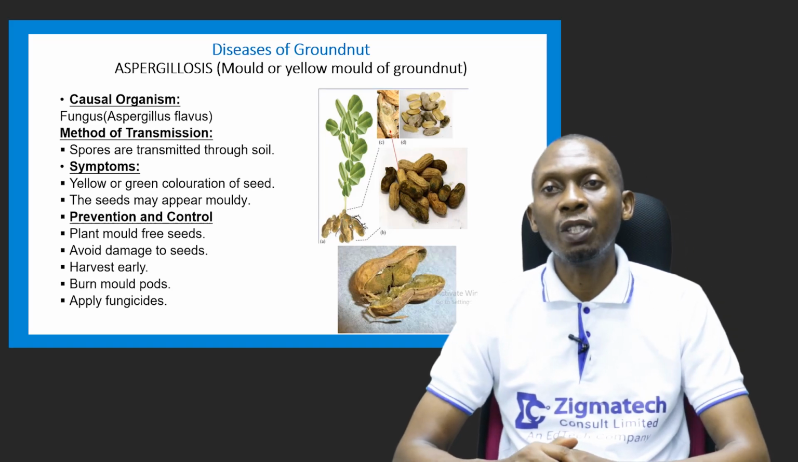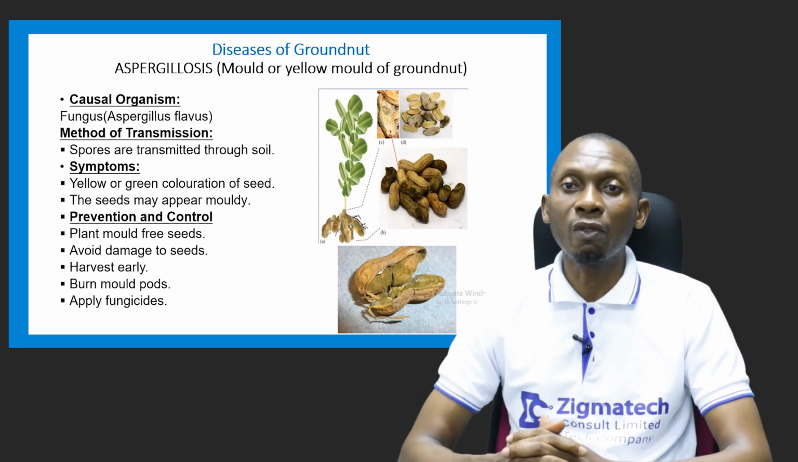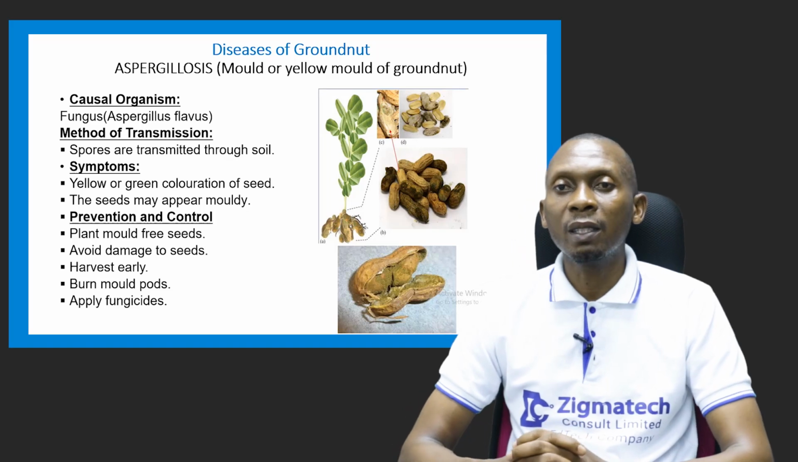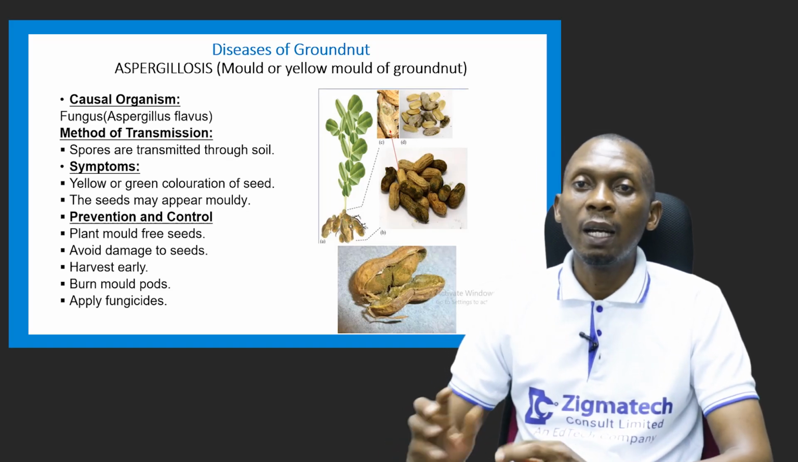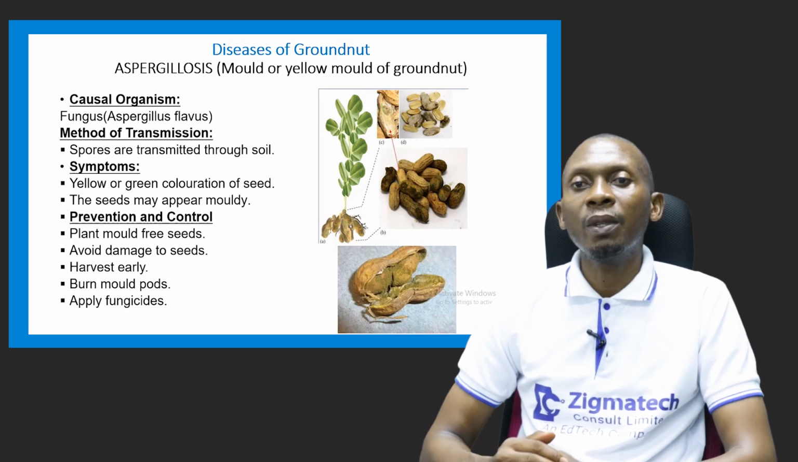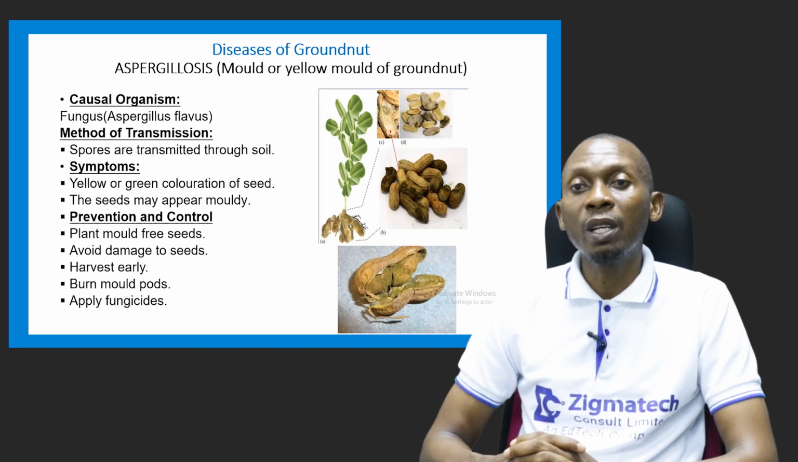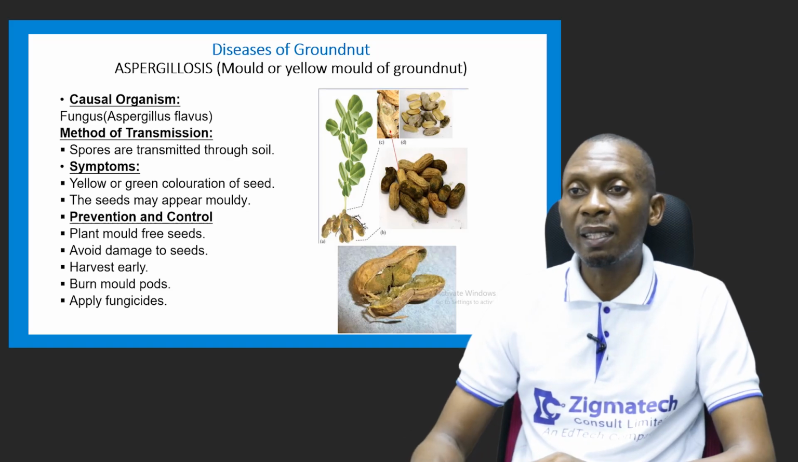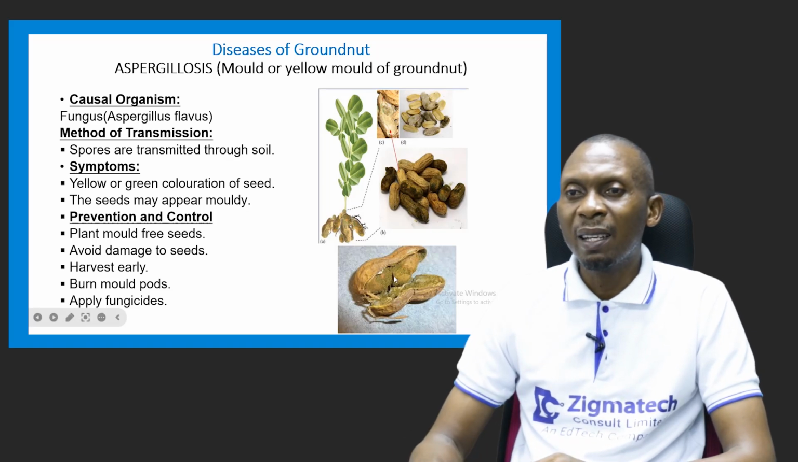Next we have aspergillosis, which is mold or yellow mold of groundnut, and it's caused by the fungus Aspergillus flavus, and it's transmitted through the soil. Now the symptoms here are yellow or green coloration of seeds. If you look closely, you can see green colorations, in some cases yellow coloration of the seeds, and the seeds may appear moldy. See, the seeds appear moldy. I see there are molds on it.